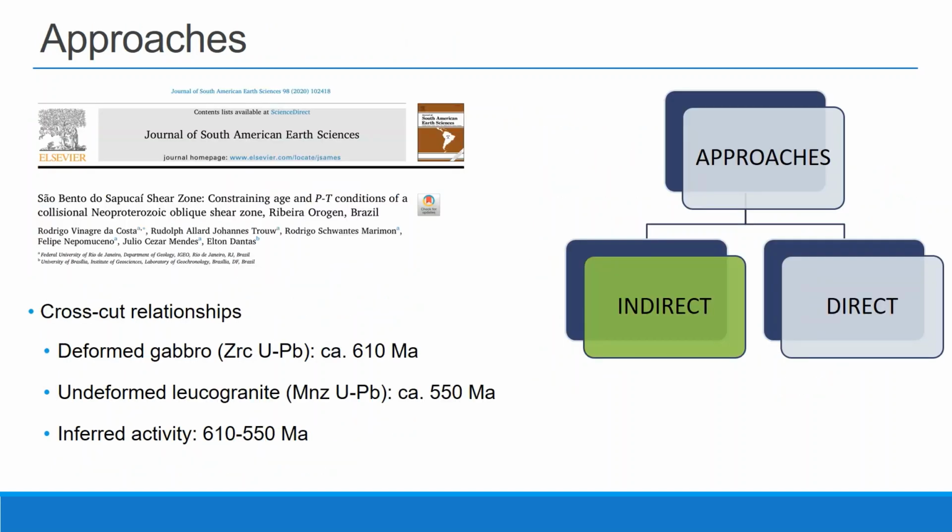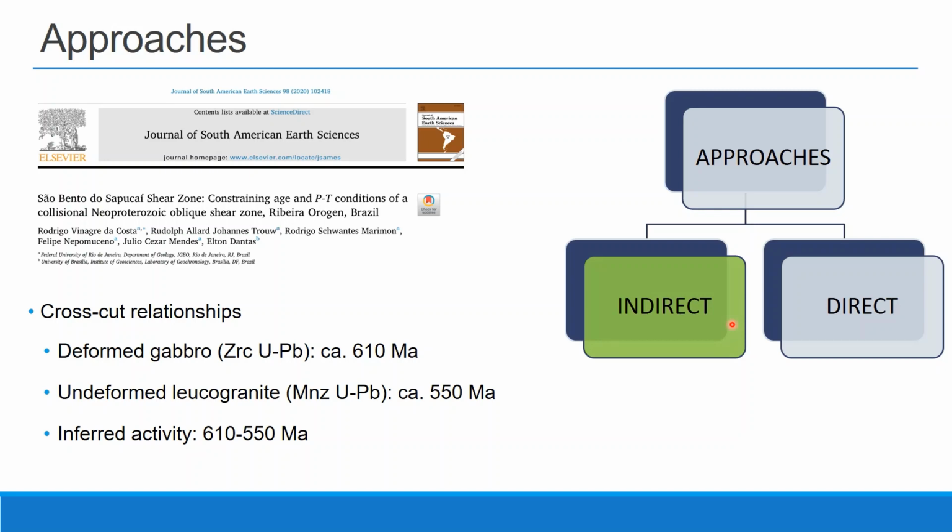So how can we date shear zones? We can date in two ways, pretty much. The first way is an indirect way. So I just picked one of the papers that I know that uses this indirect framework to date the shear zone. They dated a deformed gabbro with zircon, and they said that, look, we have this deformed gabbro that crystallized at 610 million years, but then an undeformed leucogranite, monazite, it's 550, and it's cross-cutting the shear zone.